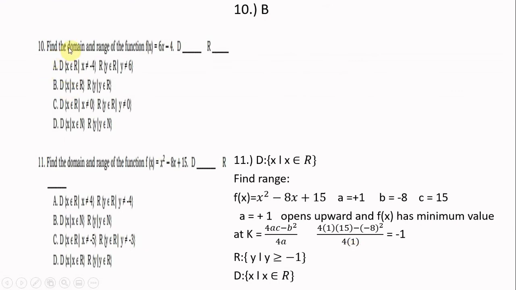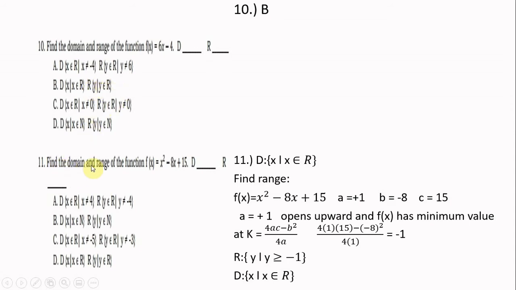In number 10, find the domain and range of the function f of x equals 6x minus 4. Since this is a linear function, its domain is a set of real numbers, and the range also is a set of real numbers. So the answer is letter B: the domain is the set of x such that x is an element of real numbers, and the range is the set of y such that y is an element of real numbers.